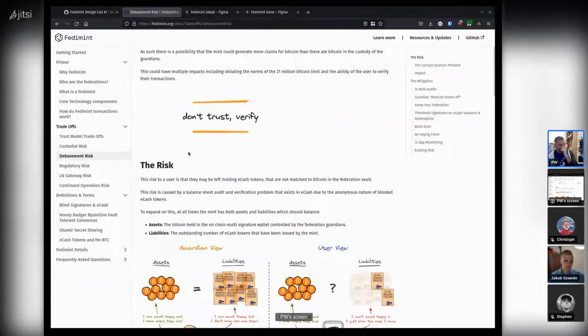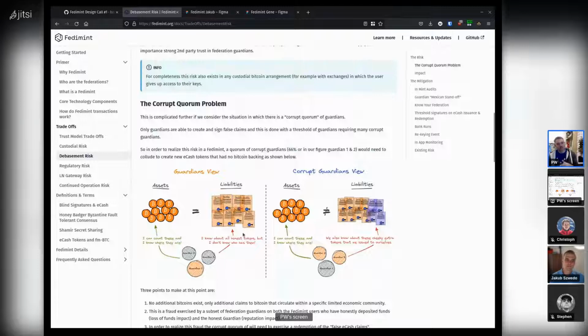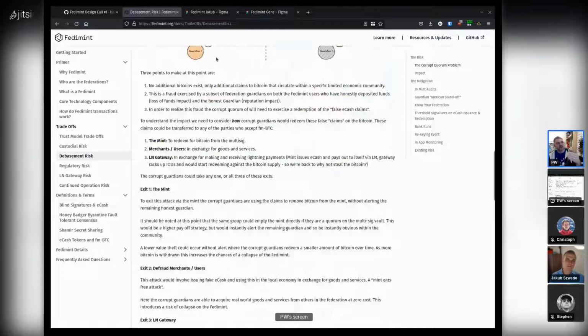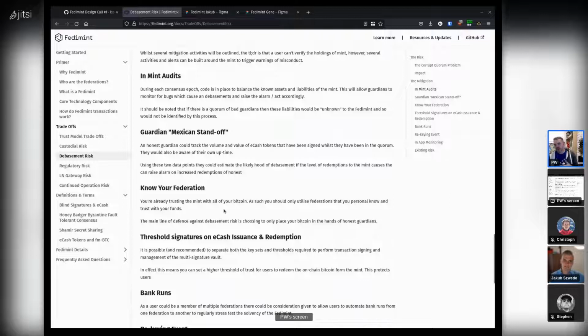Similarly with the debasement, it's not that you can invent more Bitcoins, but this is a custodian. So as with any custodian, they could always issue more claims than they do for Bitcoin that they hold in the vault. So what does that look like? How do we understand it from, this is what a guardian sees, this is what a user sees. What happens if you get a corrupt quorum on the guardian side, and how does that play out? And then how do you execute on this risk, and what's the impact of that going forwards, and how could we mitigate it? It's not super low level detail. It should be followable at a logical level, but that's the guts of this.